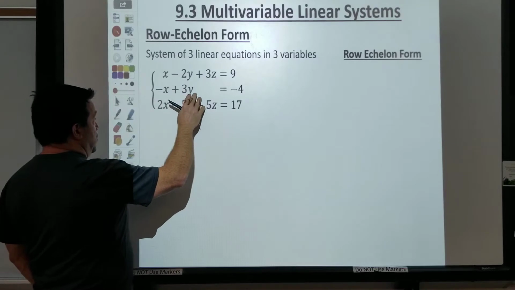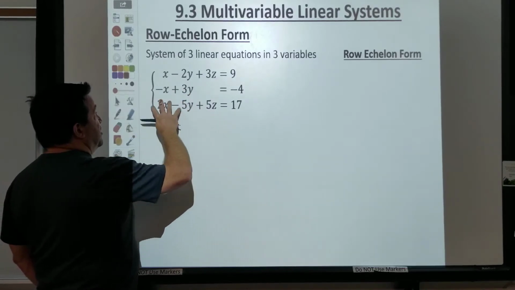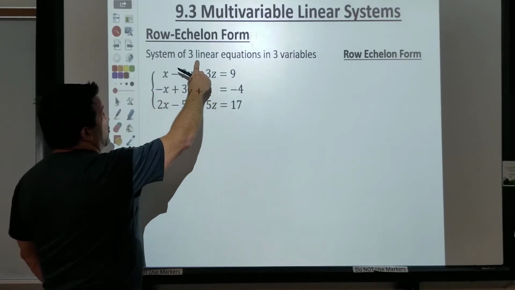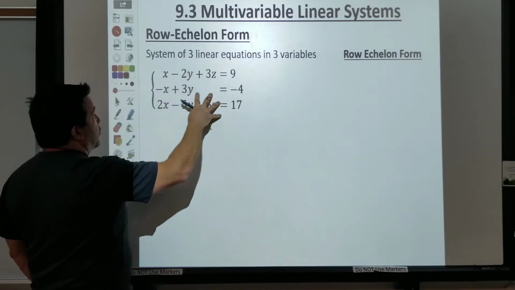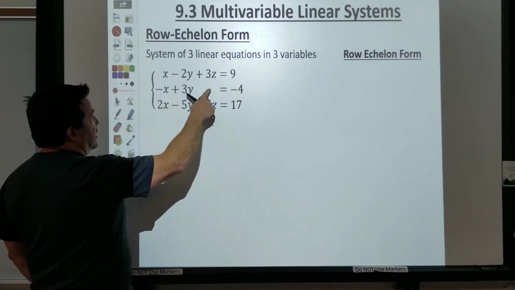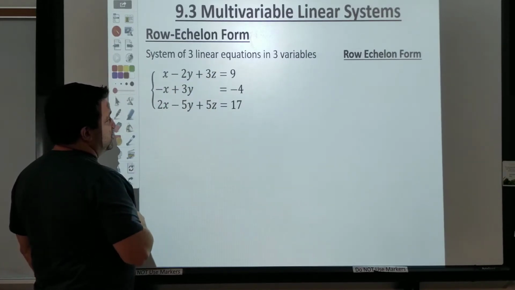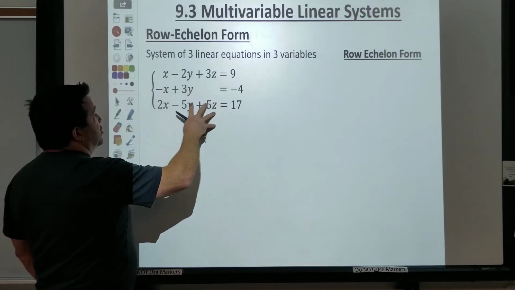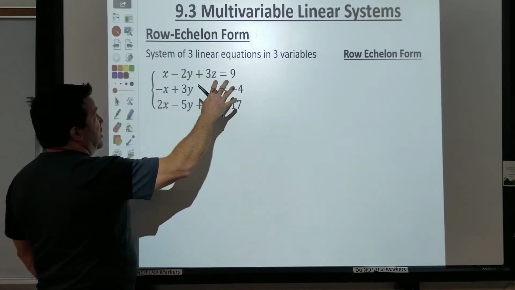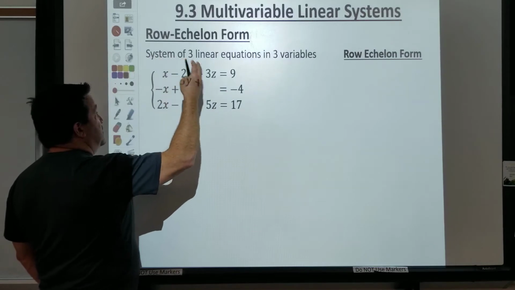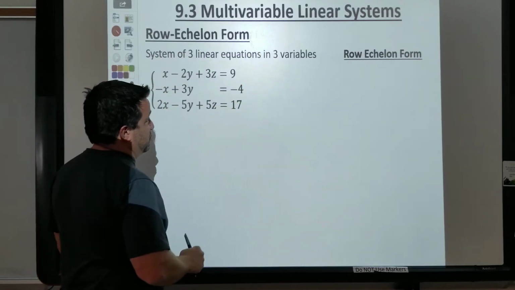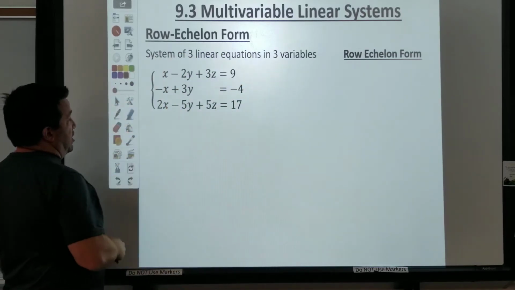This one only has x and y. This one has x, y, and z. They're all to the first power, so they're all linear equations. We have three variables, even though this one technically has the z term missing. This is just standard form of my equations. Standard form is where you have x, then y, then z, and then the constant is on the other side. So all three of them are in standard form.